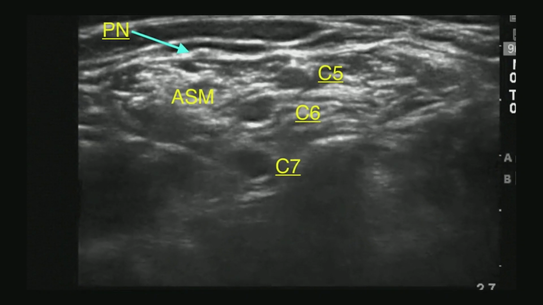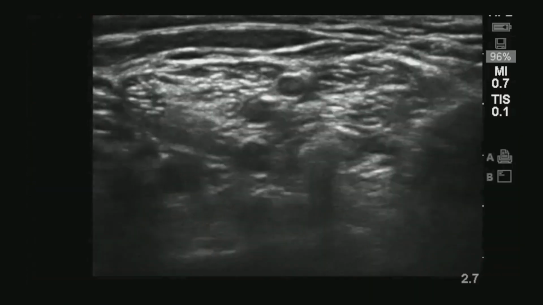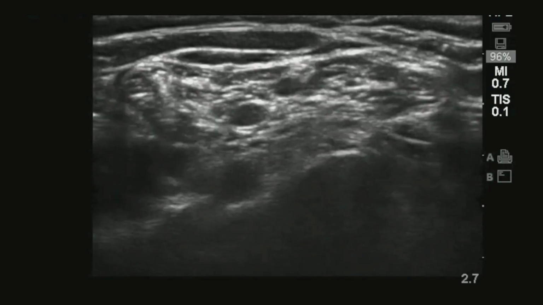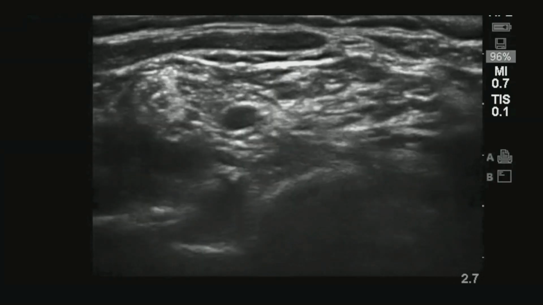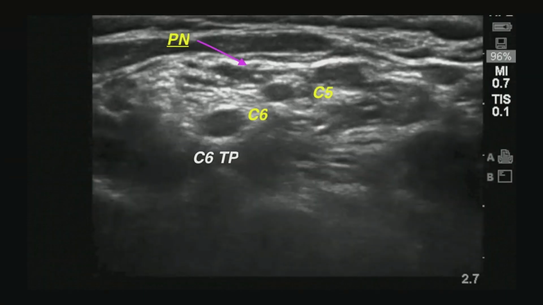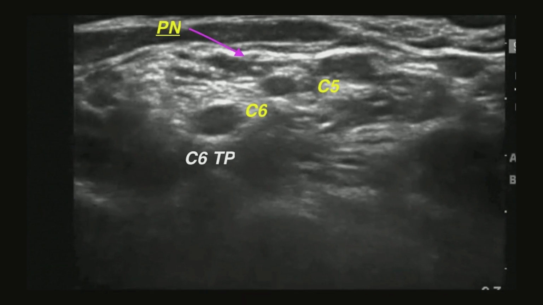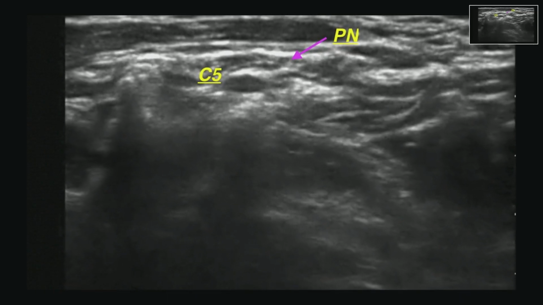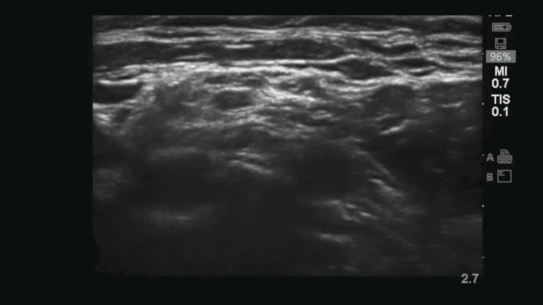As you can see there, we have the C5, C6, C7 nerve roots. Focus on this component as I trace above. So this is the C7. While I go to the C6 level and C5 level, this is coming closer to the brachial plexus. I'm going at the C5 level. You can see that it is in very, very close relationship to the C5 nerve root.